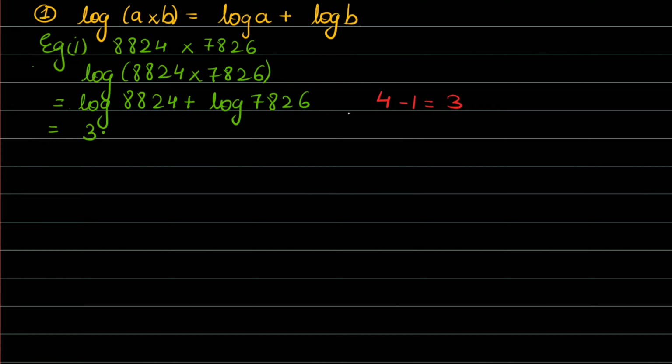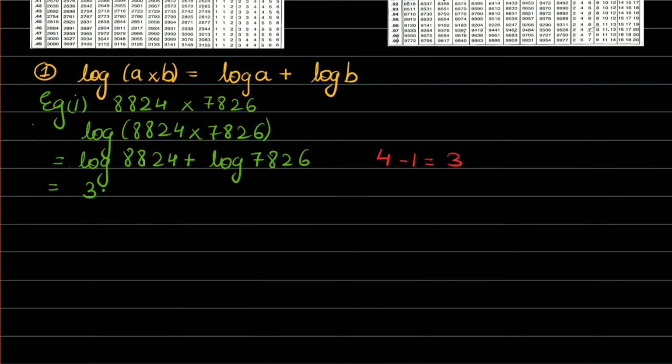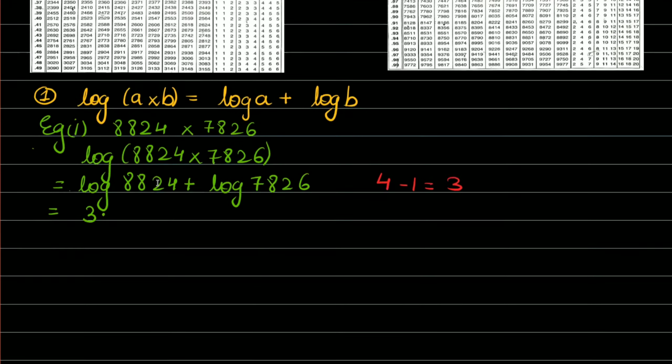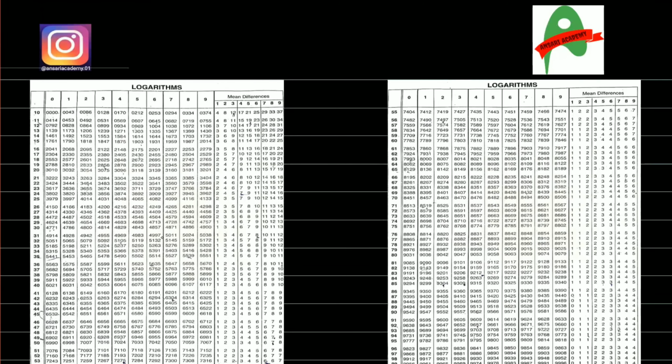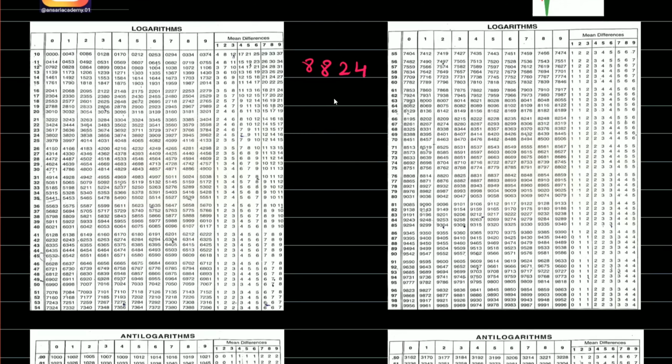3 point. Now the next step will be to find this 8824 value from the log table. What we have done is subtract 1 from the 4-digit value, and we get 3 point. After that, we have to find this value 8824 from the log table. So 88 is somewhere over here. Here is 88. Next, we have to find the value for 2, in the column of 2.